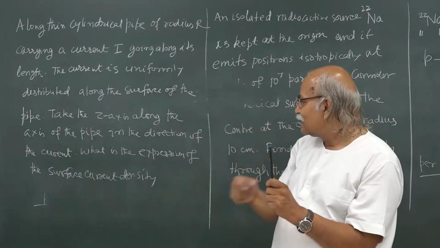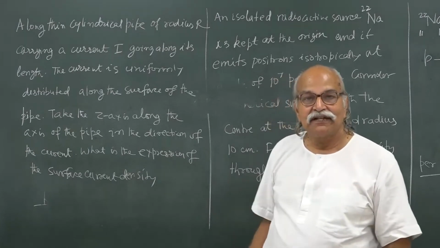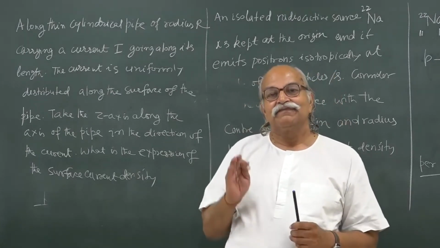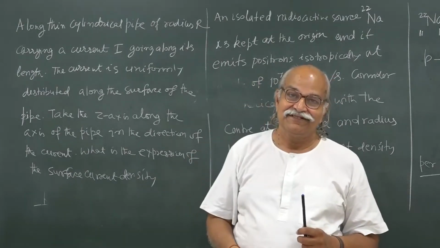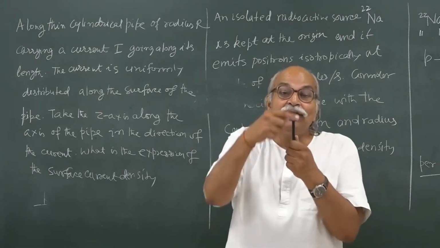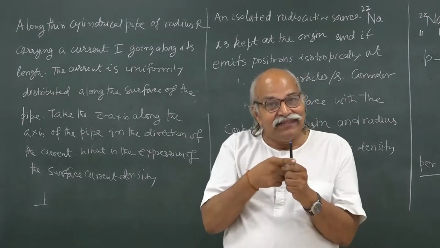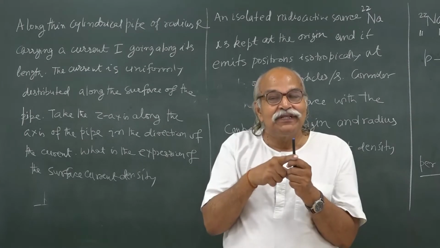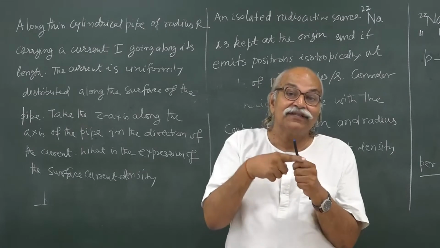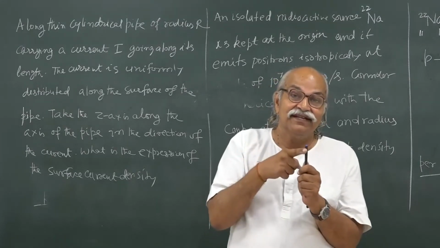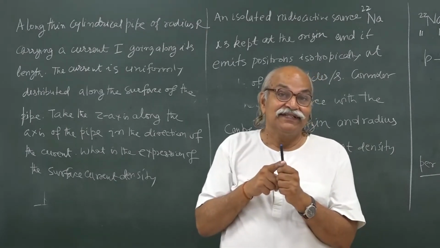Z axis is here, and then we have to find the expression for the surface current density. So, the surface current density is current crossing a given length divided by that length. You have a surface, on the surface you draw a line, and then see how much charge is crossing that line from one side to the other side per unit time. That divided by the length of the line is the surface current density.